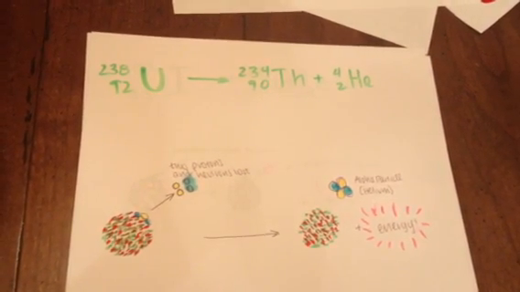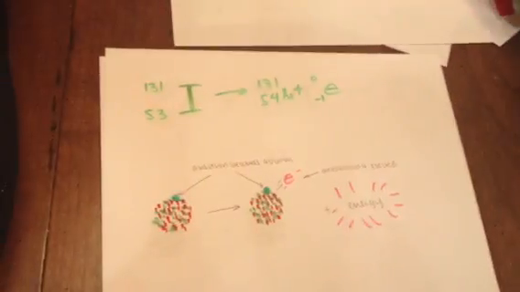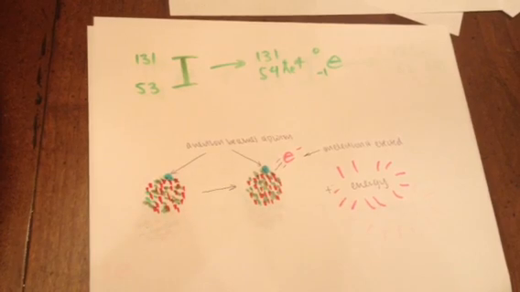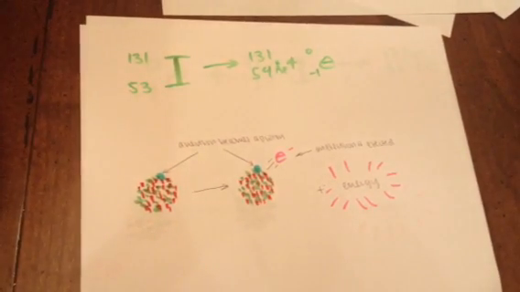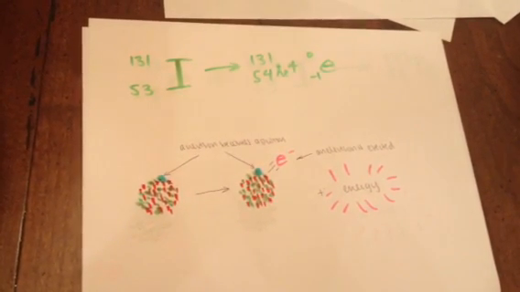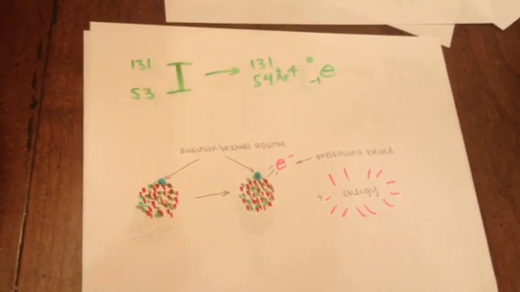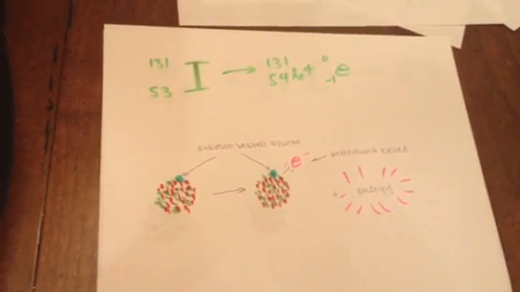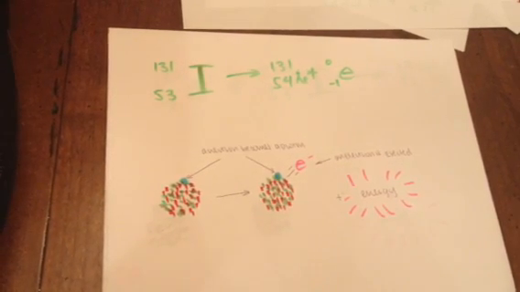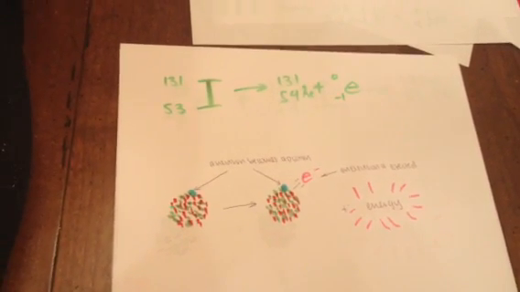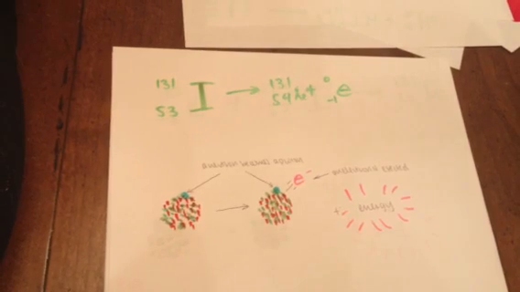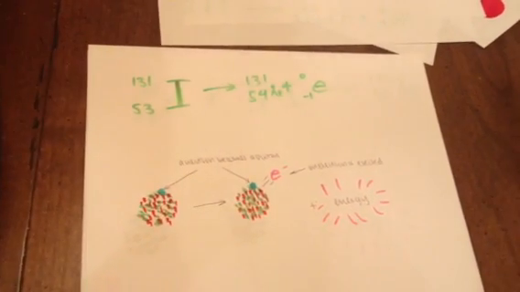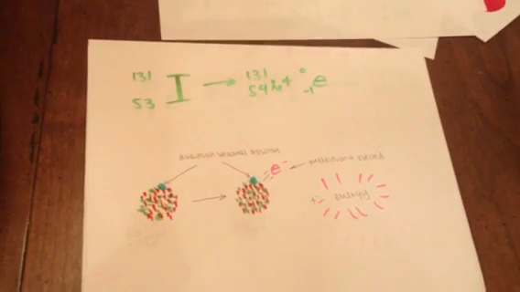In beta emission, a neutron becomes a proton and an electron. The proton stays in the nucleus, and the electron, which is called a beta particle in this context, is ejected from the atom. Iodine converts a neutron to a proton and ejects an electron. Positron emission is similar to beta emission, but a proton becomes a neutron and an antimatter electron, or anti-electron.